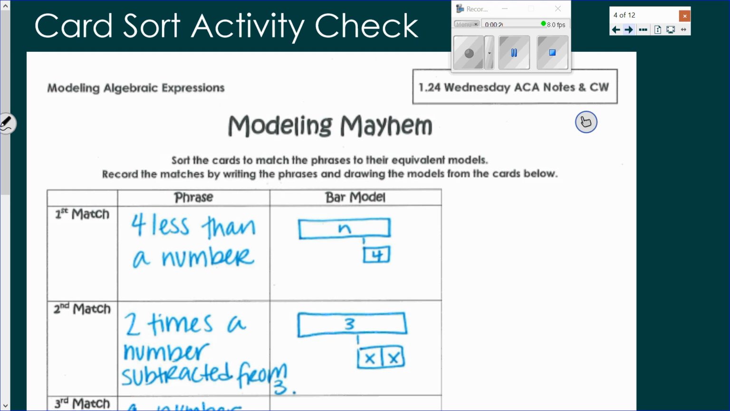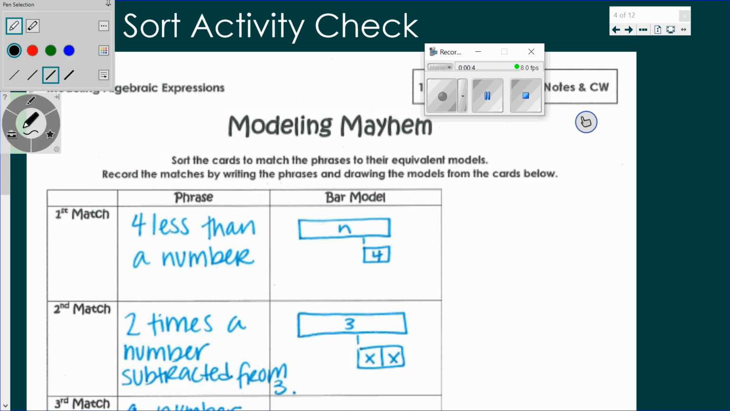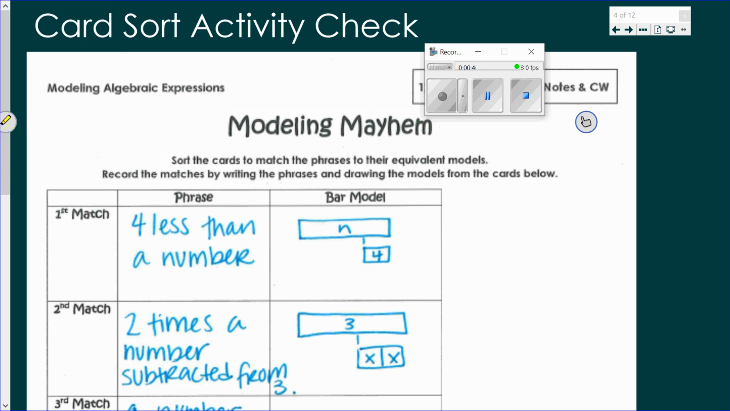So the first one we're going to talk about, 4 less than a number, all right? So we could go ahead and glue this match down. 4 less than a number. All right? Now, let's talk about what this model means. 4 less than a number. Do we know what number they are talking about? No. So what did they call that number? N. Good. So 4 less than some number. We don't know what that number is, so we'll call it N.